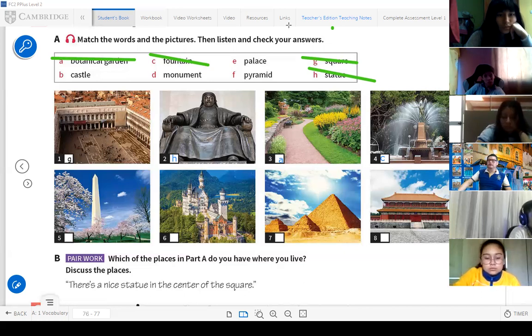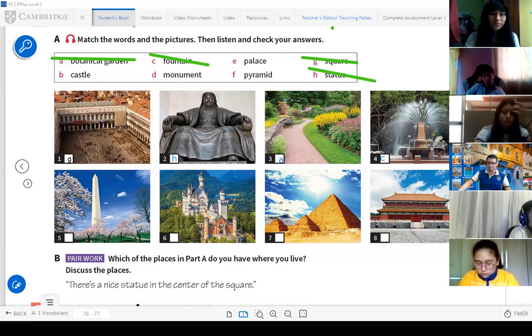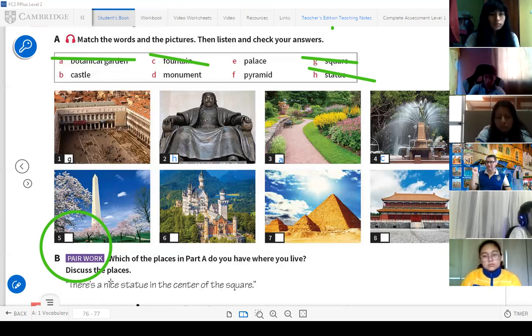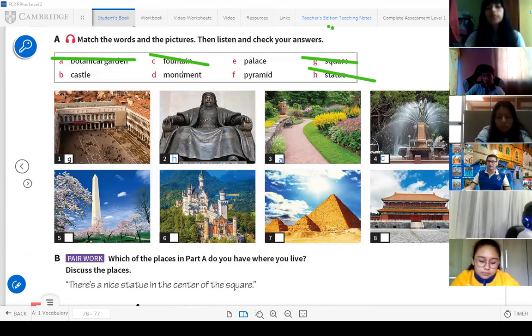Okay, now please, you tell me, what is number five? What's the answer in number five? Vamos, tell me the answer. Not just the alternative, no solamente la alternativa. Tell me the answer. Palace, castle, monument, pyramid? Monument. Yeah, very good, no? Number five is monument. Please, label the picture, okay? Write your answer. I'm gonna do this. The monument, there it is.